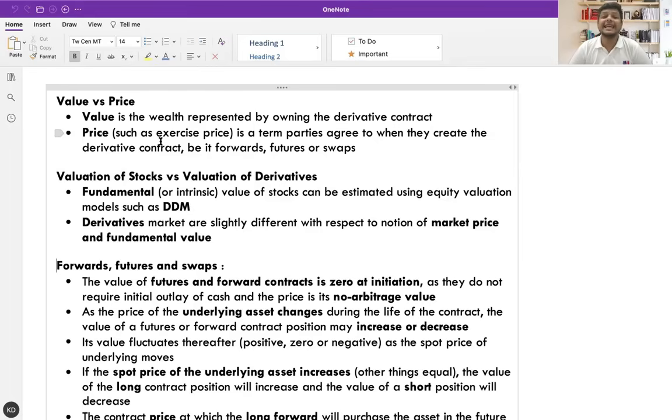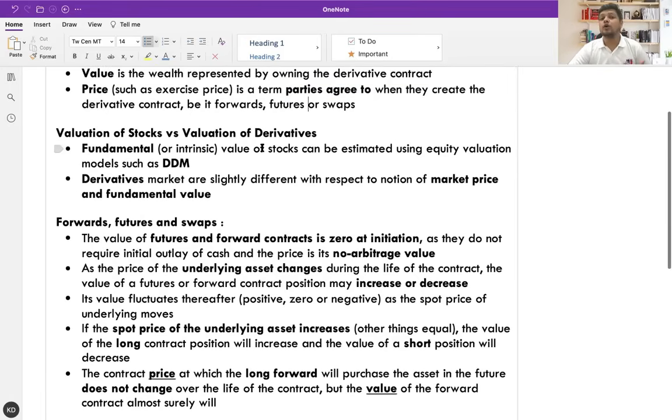So whatever is the gain that the longs will make, or the loss, whatever it is, due to the change in price later on, is called the value of the derivative contract. The value can be a gain or loss. Is that clear? So value is the wealth represented by owning the derivative contract, and price is the price at which you and I agree, the long and the short, or the two parties agree to pay. They both agree to pay whenever the contract matures or whenever the contract settles.